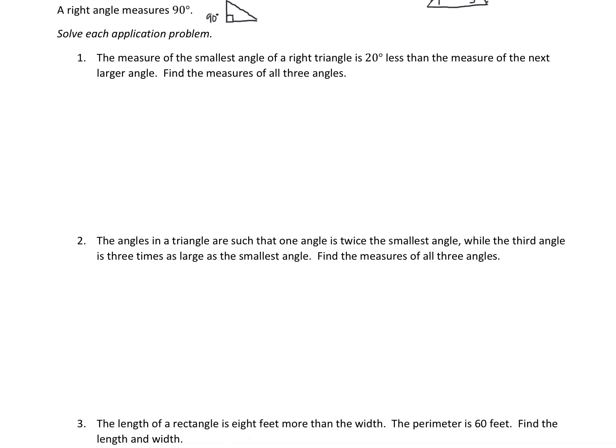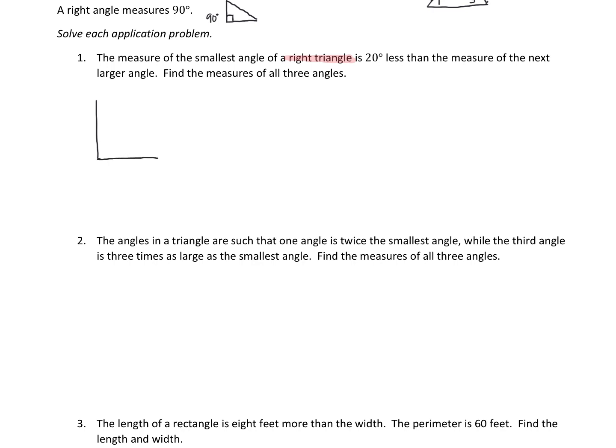Okay, so let's look at a few of these. So number one, the measure of the smallest angle of a right triangle is 20 degrees less than the measure of the next larger angle. Find the measures of all three angles. So here, it's key to realize that you have a right triangle. So I'm going to draw a diagram.